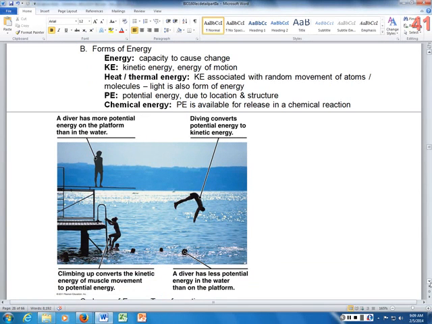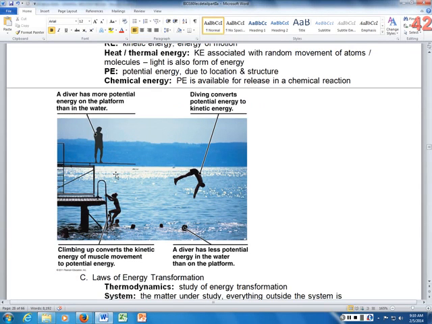Then we have potential energy, which is due to its location and structure. Chemical energy is the potential energy that's available for release in a chemical reaction. In this picture, it's showing a diver up high on a platform. He can release energy by going down. There's potential energy in his location. When he's going down, he's got kinetic energy because he's in movement. Now he's used up all his kinetic energy now that he hit the water. He's going to have to exert some kinetic energy to get back up onto the platform.